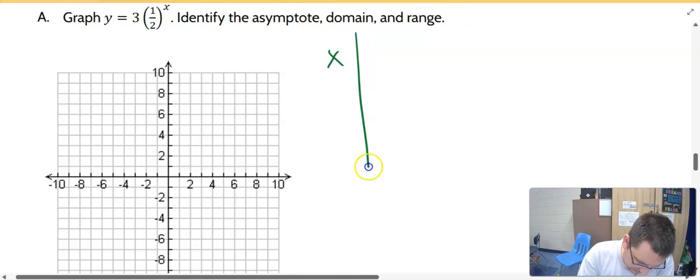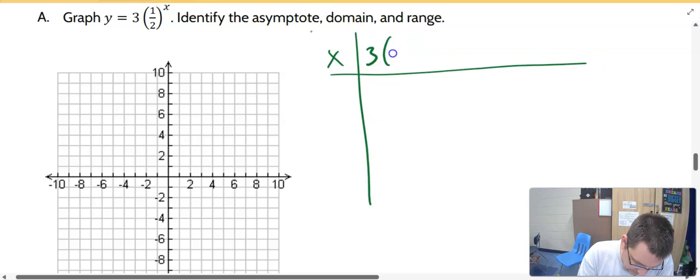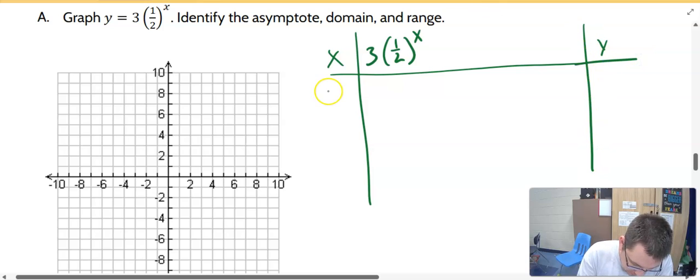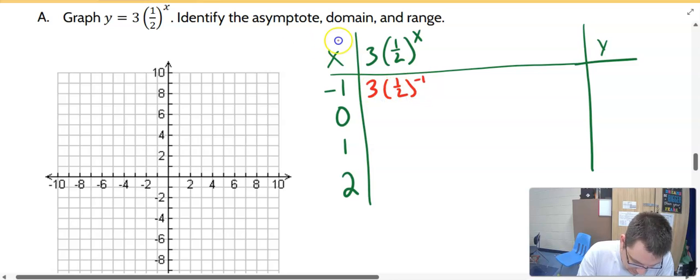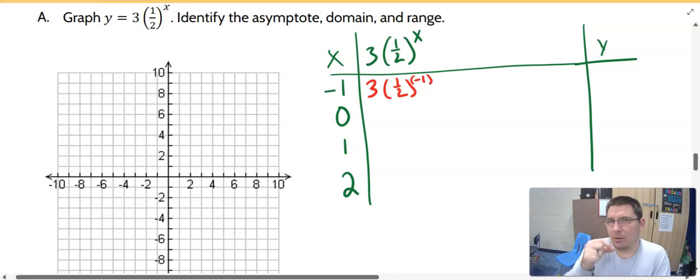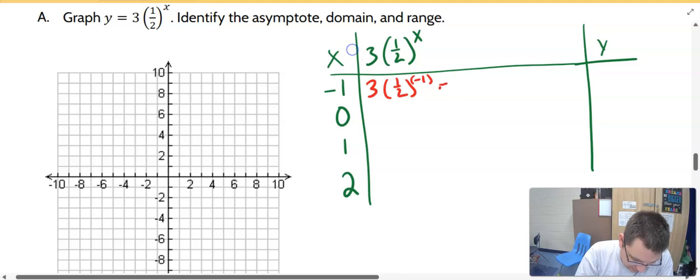And so to set up our table, we have x. We're going to have 3 times 1/2 to the x. Give ourselves some space to do some work, and our y. And we're going to go from -1 to +2 like we've done on all of these examples. And so plugging this in, we're going to get 3 times 1/2 to the -1st. And so remember that a negative power is going to take that fraction and take its reciprocal. And so that's equal to 3 times 2 to the 1st, or just 3 times 2, and that's going to give us 6. And so our first ordered pair is -1, 6.